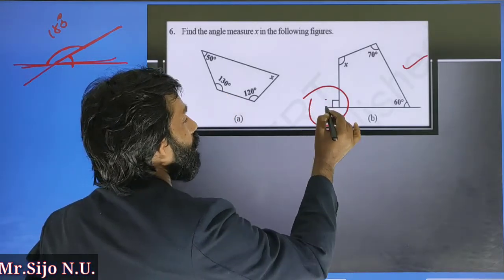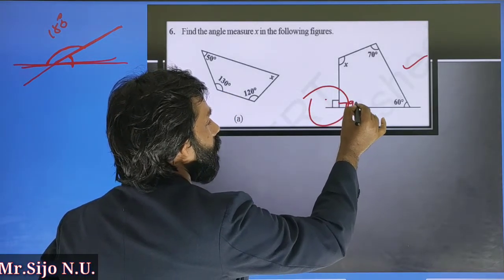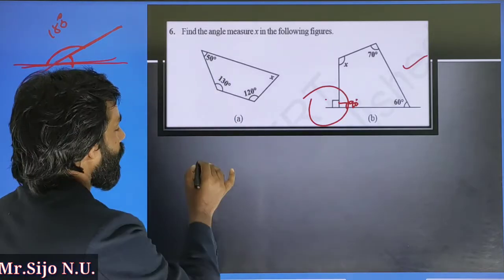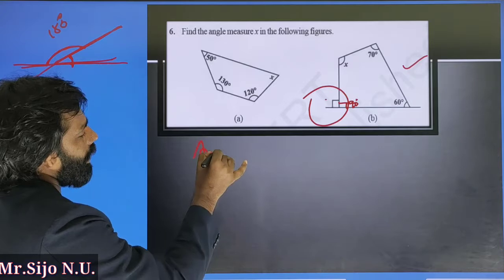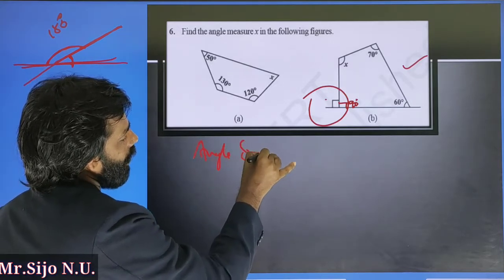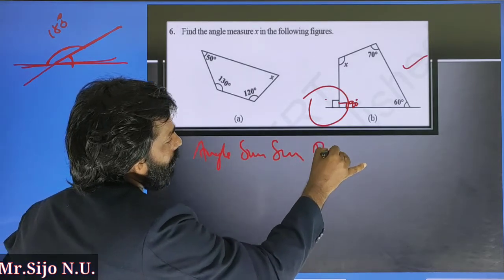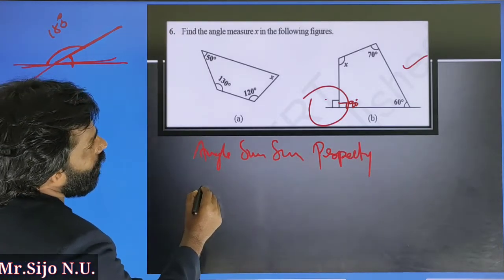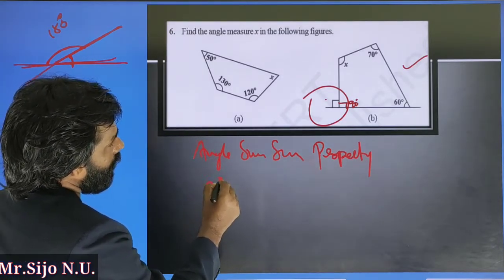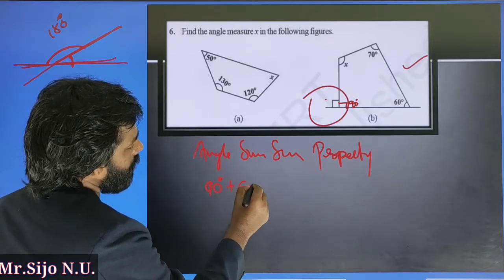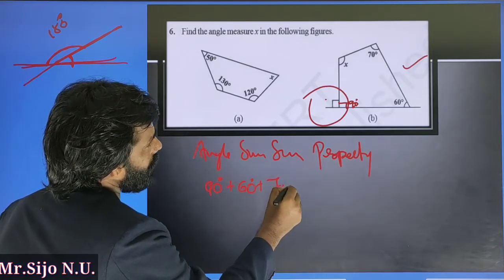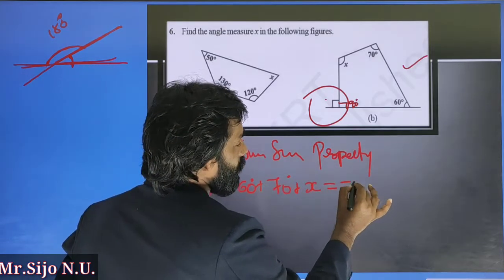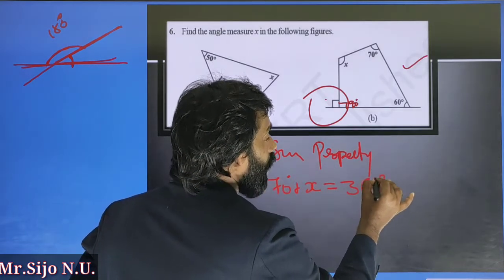Here it's a 90 degree given. Therefore, this angle also we can say it's a 90 degree. Now we can say what? By angle sum property, we can write 90 plus 60 plus 70 plus x equal to 360 degree, because angle sum property.